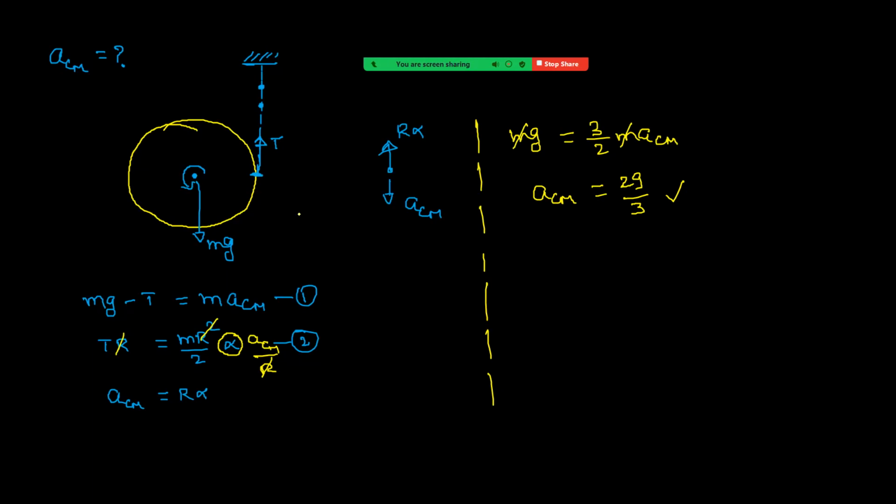If they ask what is the tension, tension equals M ACM by 2, right? That means 2g by 3 into M by 2. It is mg by 3. Cross check once: ACM is 2g by 3, the 2 gets cancelled, so it is mg by 3. That is the tension. Okay.